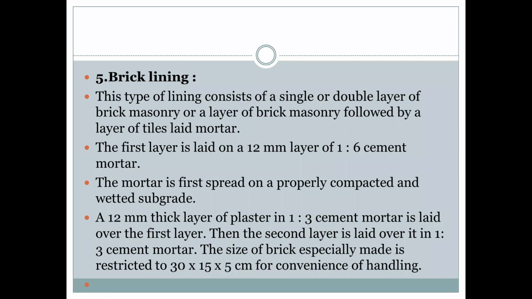A 12 mm thickness layer of plaster in 1:3 cement mortar is laid over the first layer. After laying those bricks, over that, cement mortar plaster having proportion 1:3 is laid. This layer is laid over that brick layer. Plastering of 12 mm thickness is done over that first brick layer. Then the second layer is laid over it with a proportion of 1:3 cement mortar. After laying the first layer, the second layer is laid.